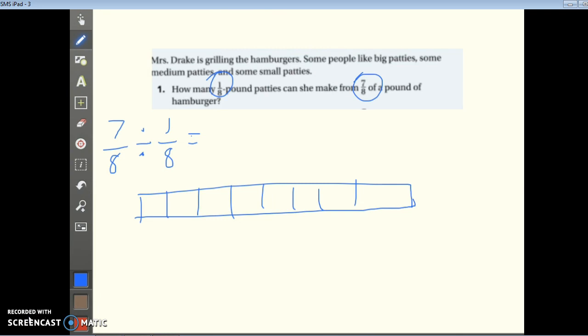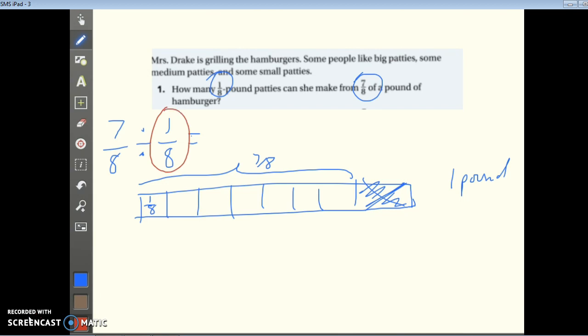But we know if this is 1 pound, we only want 7/8 of this. We want 7/8. So we're not even going to count that last part. So now we have, right here, 7/8. Now, we also know that each piece is going to be 1/8 because we broke the whole thing into 8/8 here. And that's kind of convenient because in our problem, they're saying, how many 1/8 size pieces can we have?